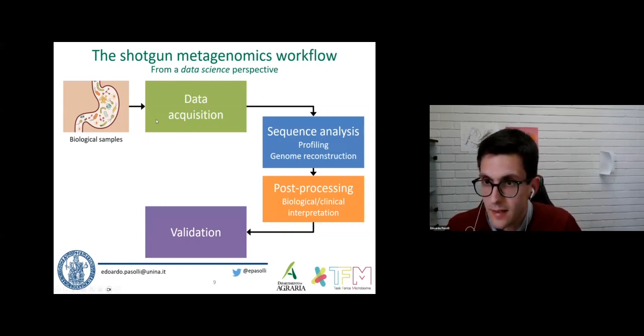Here is a very brief summary of what I have already presented, a summary of the workflow from a data science perspective. So we start from our samples, we have the phase of data acquisition, then we have sequence analysis, we have post-processing, and finally we have the validation part.